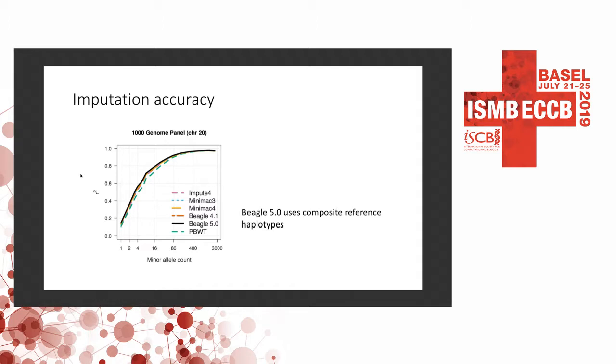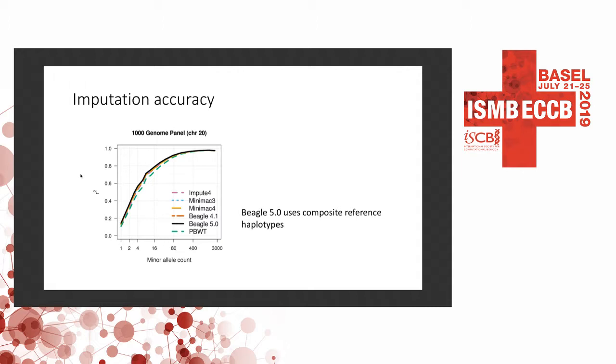So the true allele is 0 or 1. The imputed probability is a real number between 0 and 1. So r² equals 1, that's higher values in the plot. That's higher accuracy. If you have r² equals 1, it means you're imputing the right allele with perfect confidence, with probability equals 1. R² equals 0 means you got junk, okay?